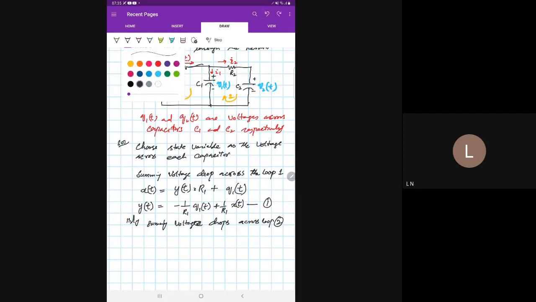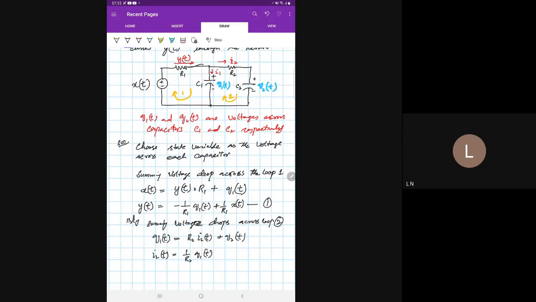In loop 2, Q1 of t, the voltage drop across the capacitor, is equal to R2 into I2 of t plus Q2 of t, which is the voltage drop across capacitor C2. If we rearrange them, we can find out I2 of t will be equal to 1 by R2 Q1 of t minus 1 by R2 Q2 of t. So let this equation be equation 2.